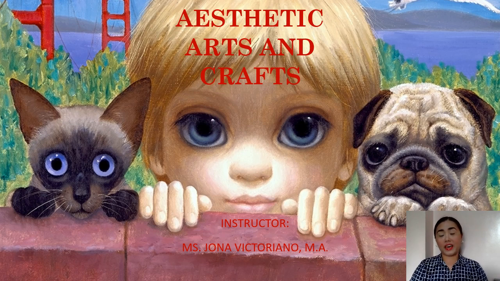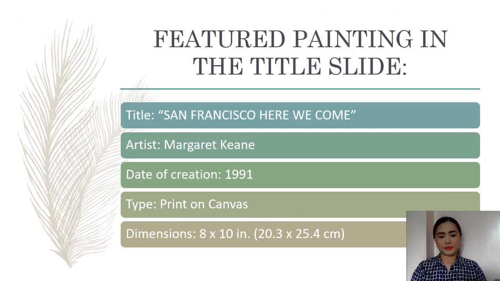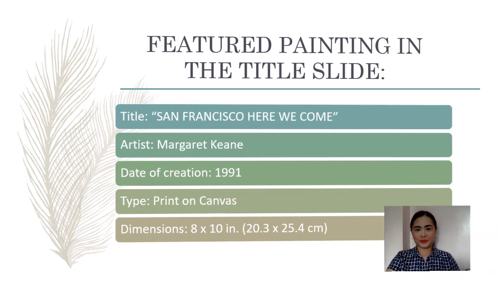And now we can begin with our second chapter. But before we begin, I will be explaining first the featured painting on our title slide. It is entitled San Francisco, Here We Come by the 1950s visual artist Margaret Keane. The featured painting on our title slide was created in 1991. It is print on canvas and it has a dimension of 8 by 10 inches.